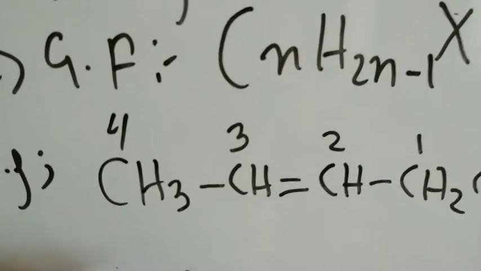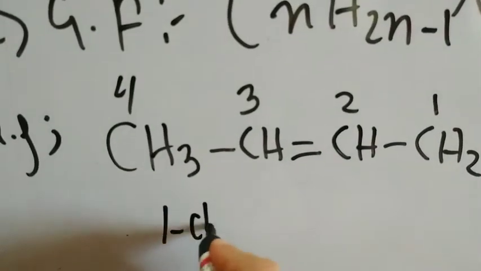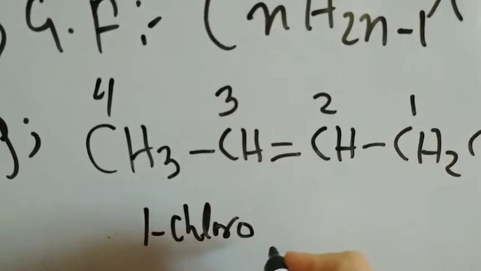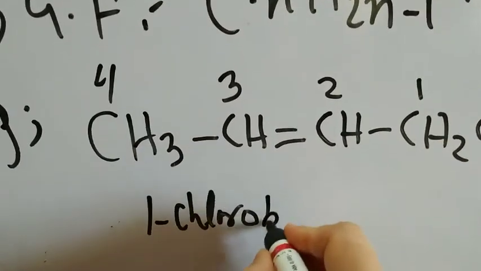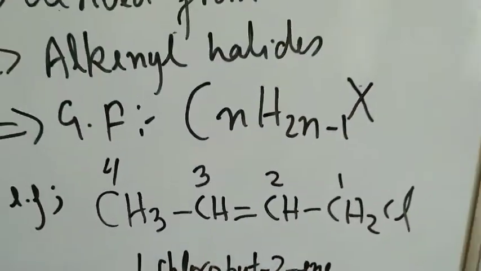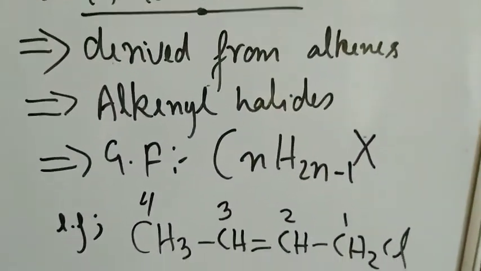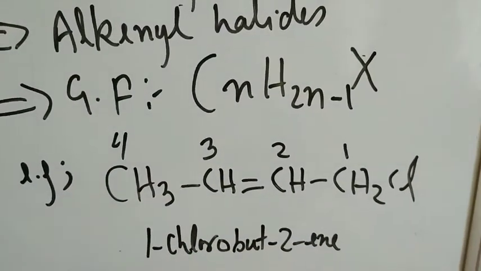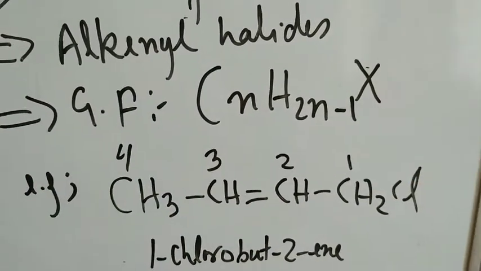So what will be the name of this compound? Giving the locants, giving the position of each substituent. 1 chloro but 2 ene, right? This is our haloalkene, which has been derived from butene. We have replaced one hydrogen atom of a butene molecule by a chlorine atom, right?